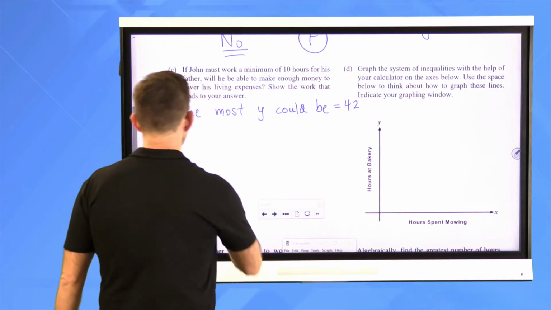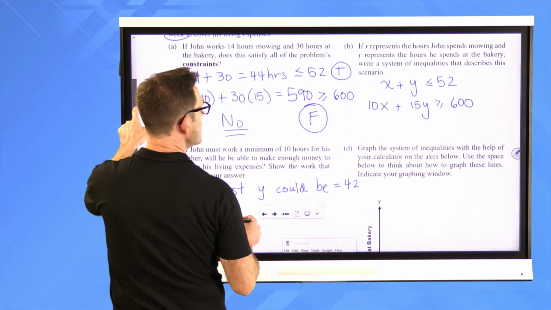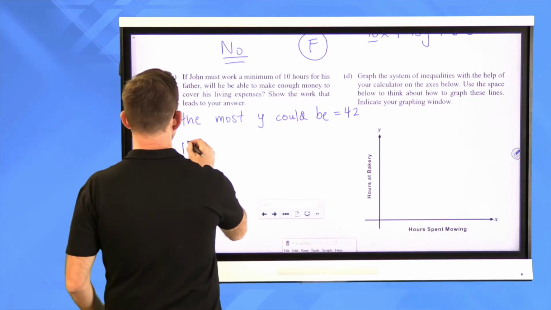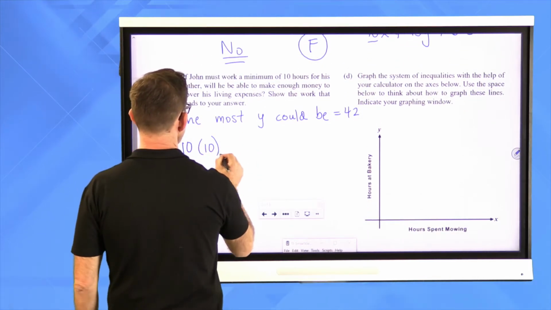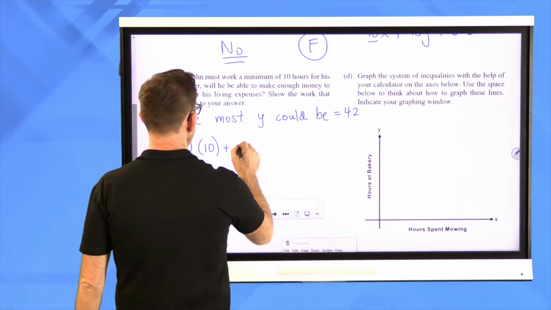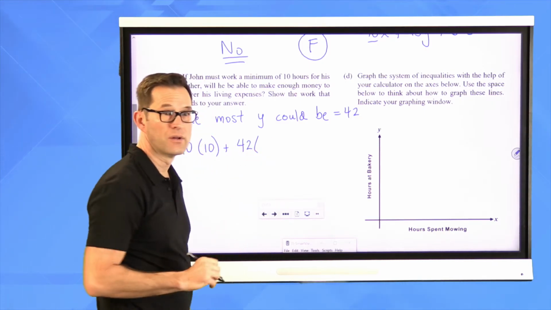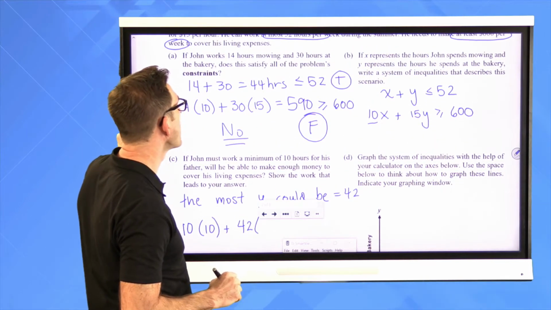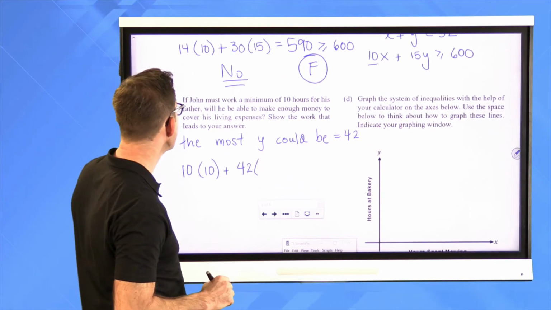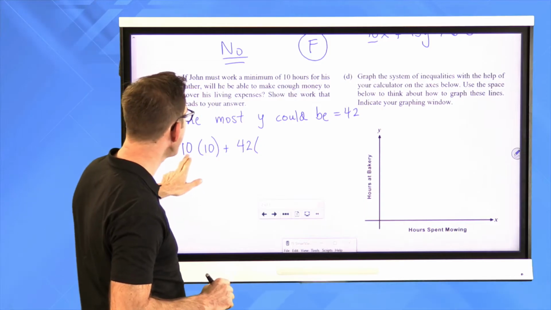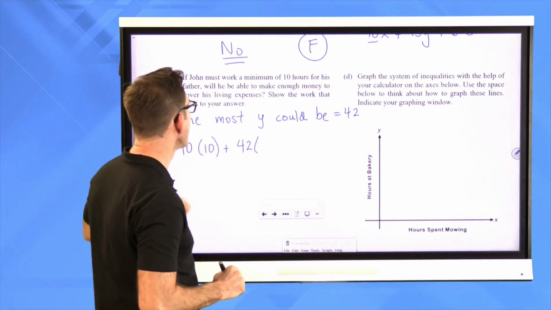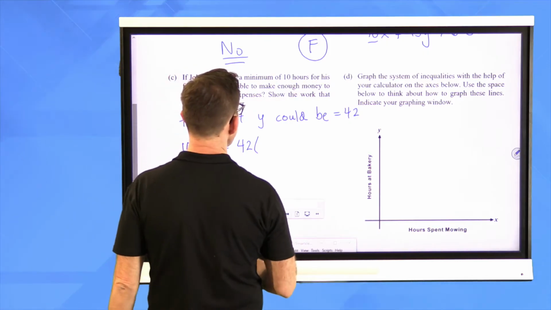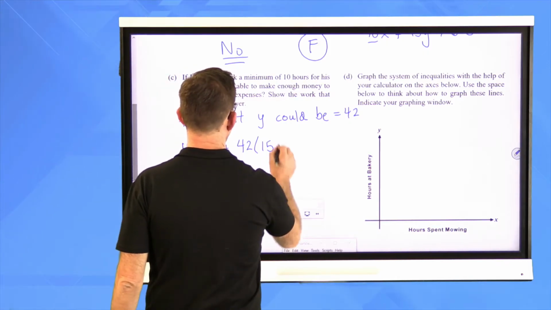So let's say, what does he make at the bakery? He makes $10 at the bakery. That's a little bit confusing. So it's going to be 10 times 10. That's the amount of money he'll make at the bakery. Then it's 42 times 15. Oh, you are absolutely right, I'm sorry. It's 10 times 10 because it's $10 an hour mowing times 10 hours mowing for his father. Thank you, Joey. Then it's 42 hours that he can spend at the bakery times $15 an hour there.